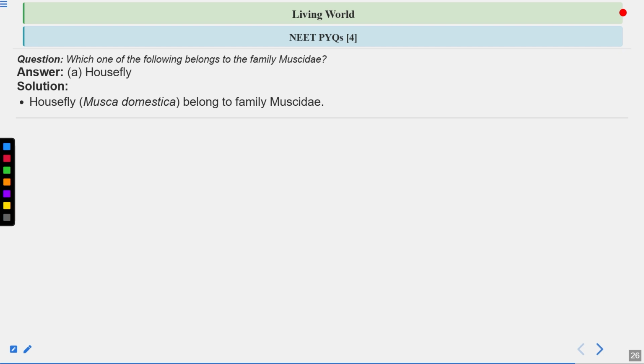Here Musca is the generic name representing a genus. Domestica is the specific epithet, which represents the species. You can see Musca is written with a capital M, while the species name starts with a small letter, which is a small d.